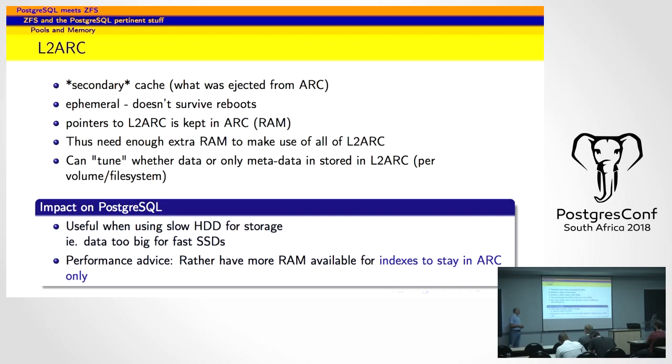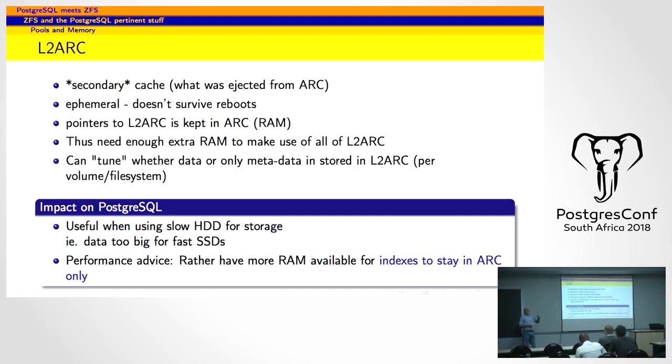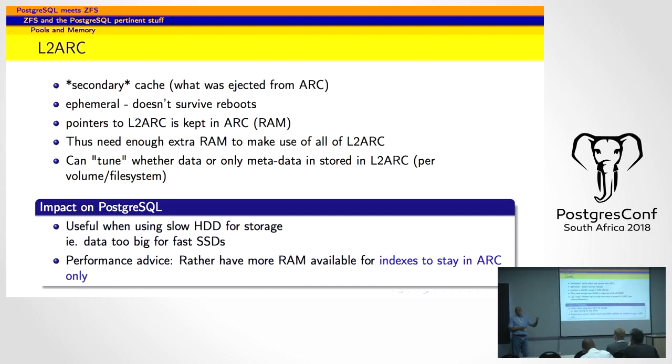The only other place where you'll find this sort of thing, or where the need for it might arise, is if you read your log files and your WAL logs, backups, when you want to do that. But most of the time, it's not that time critical. Performance advice: rather have more RAM available for indexes to stay in ARC. The moment that the indexes, or the used indexes, grow too big for your ARC, then you are going to have performance issues where it just dives into the ground. I might have the time, I'll make the time, to see if we can show you the effect that has when those sort of things happen.